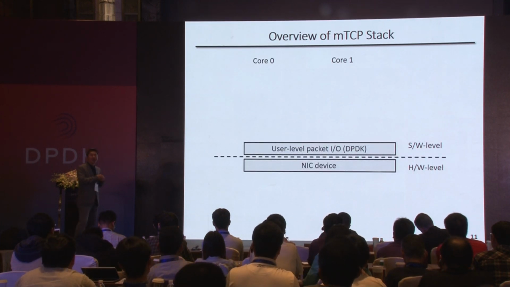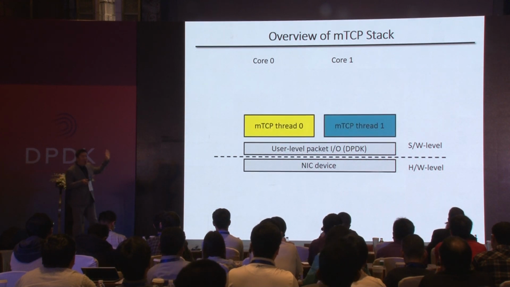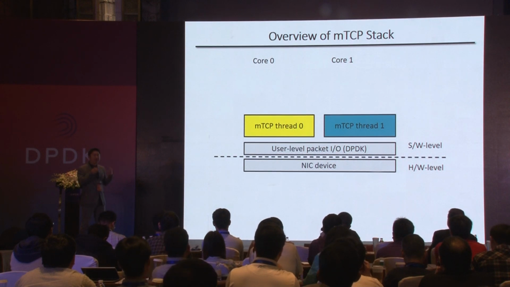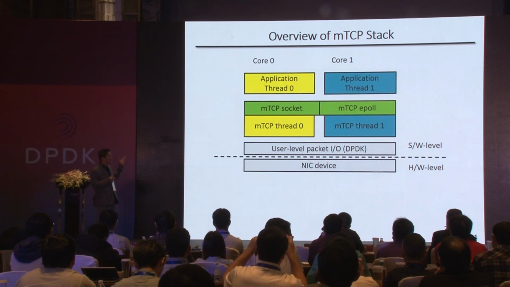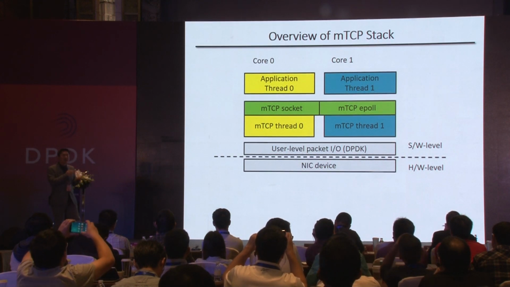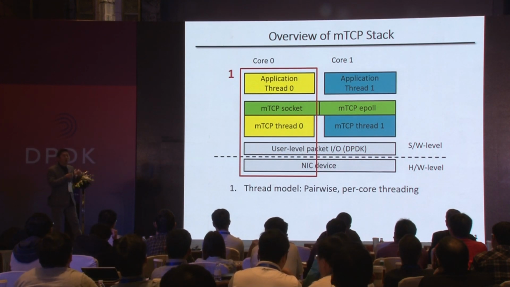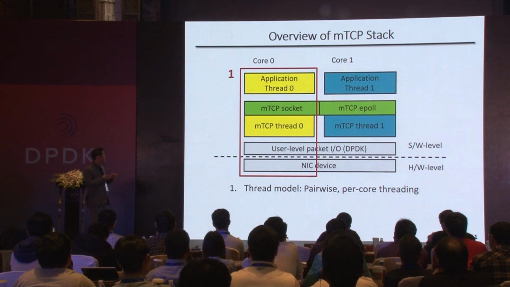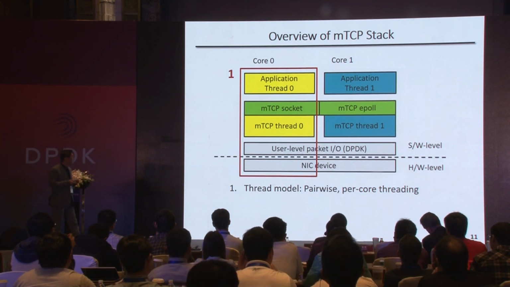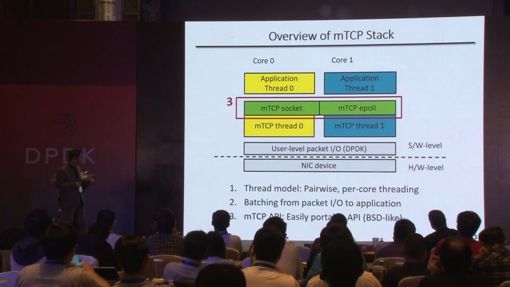Okay, so here is the overview of the mTCP stack. At the bottom level, there is the hardware, the NIC, and then the NIC driver. Then there is the DPDK software level. For each core, we run a TCP stack, and that runs as a thread, just a pthread. On top of that, there is an API level, and then your application is running as a separate thread. Each core has these two threads pinned to it so that you don't interfere with other processing or other threads affinitized to other cores. I'll talk about the thread model first, then I'll explain the batch processing, and also I'll introduce the API.